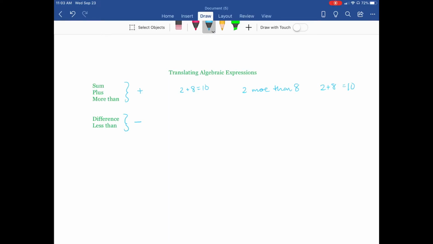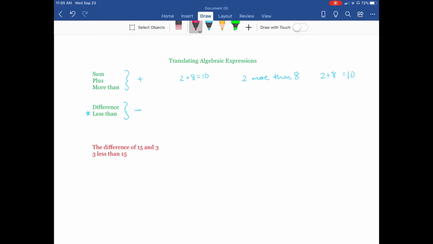Now, I want us to be mindful of this one because we're going to do a couple of different examples using that, and the order in which we do it matters. So for example, if I were asked to evaluate the difference of 15 and 3, we know that we are subtracting, and that would be 15 minus 3, which would simplify to 12. But if I were given this phrase, 3 less than 15, and we're going to see this in the next slide, less than.